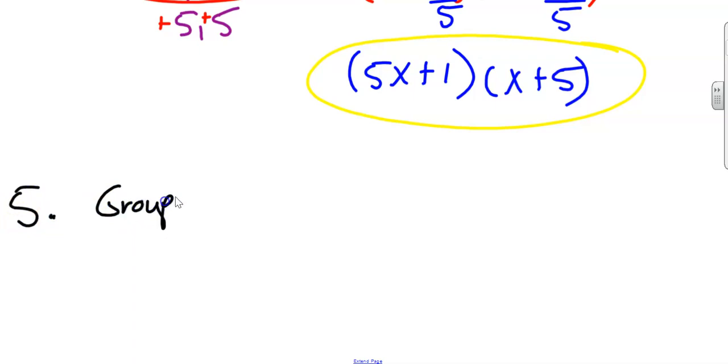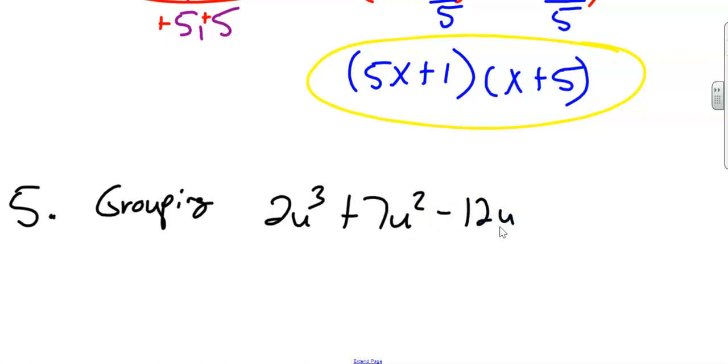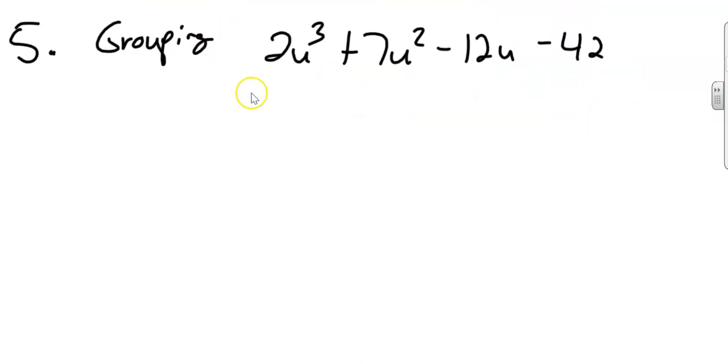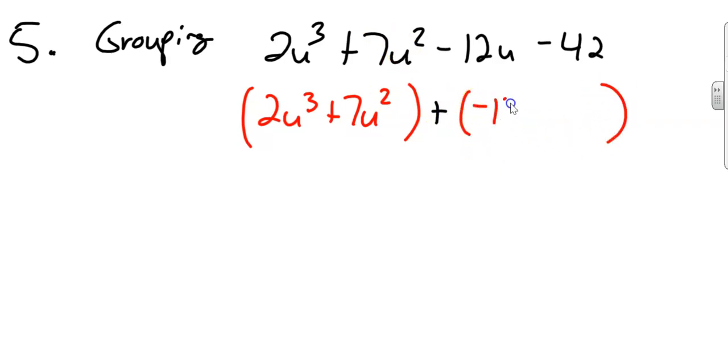Okay. Number 5, again, told you we're going to do factor by grouping on this one. It does have some negatives, so here's where you've got to be just a little bit careful. 2u to the 3rd plus 7u squared, which is almost the same part we had up here earlier, but the last 2 numbers are a little bit different. Minus 12u minus 42. Grouping the first 2 together. And then for the last 2, on that one, you do need the negative in with the 12.